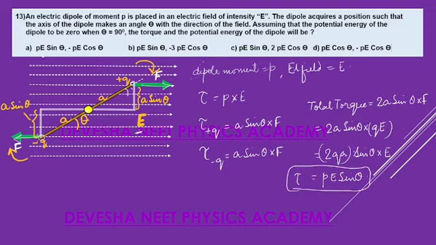Okay, so if you look at the given options, there are three of them, A, B and C, which have P sine theta, which is the torque here. Now let's look at the second thing, which is the potential energy. Now what is the potential energy here?